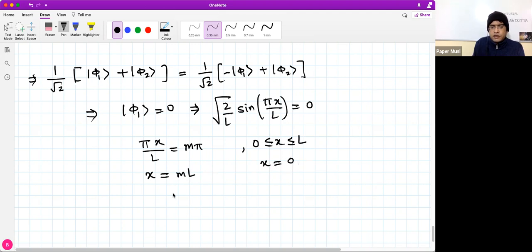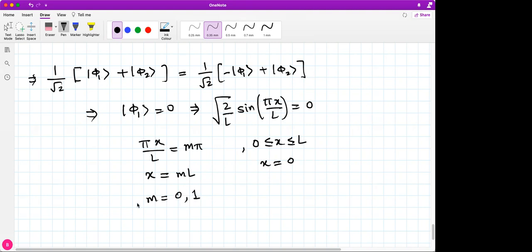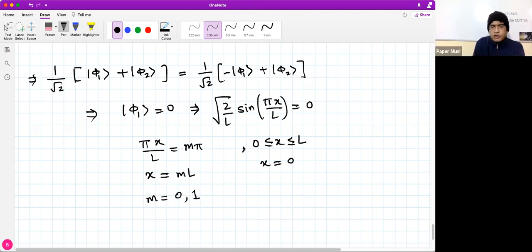In this case, m can be what? m can be 0 and 1, because it is restricted, the values of x are between 0 and L. It cannot be more than that. So what are the allowed values of m? Allowed values of m are 0 and 1. In this case, the solution to the equation could be any values like this, but since x is restricted, the allowed values of m are these.